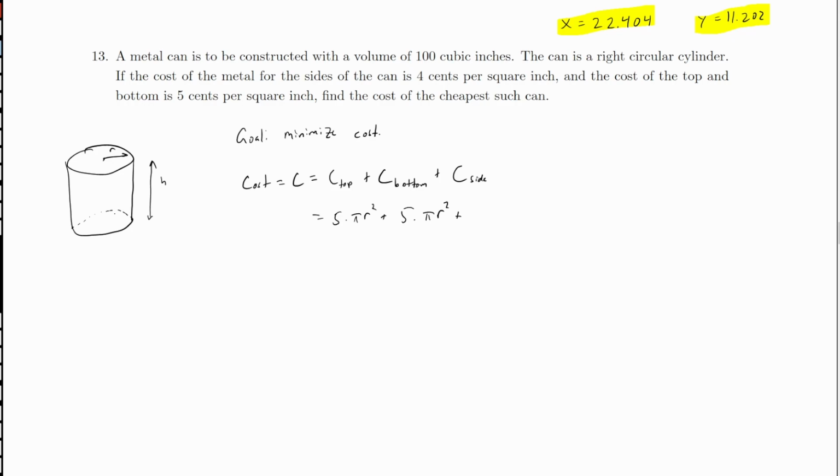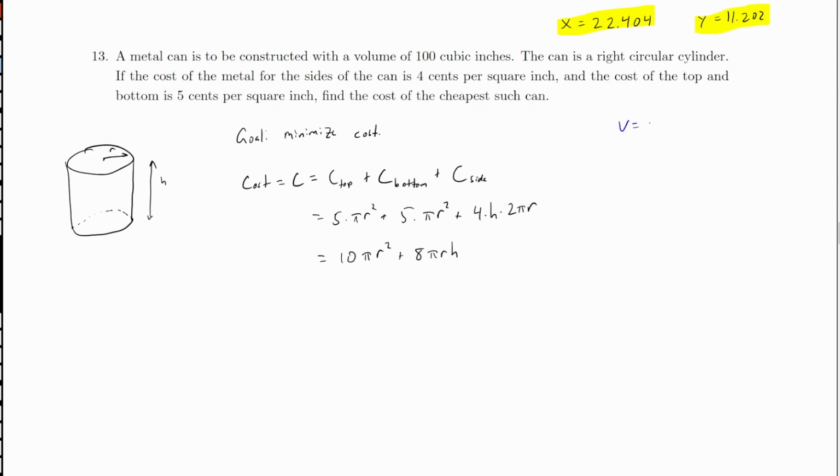And for the side, if we were to unroll it, we would have a rectangle with height h, and width would be the circumference of the circle. So we have 4 cents times the height times the circumference, 2 pi r. Okay, so simplifying, I'm going to get 10 pi r squared plus 8 pi r h. We have two variables here, r and h. So we need to eliminate a variable. We're told that the volume is 100 cubic inches, so that's our constraint.